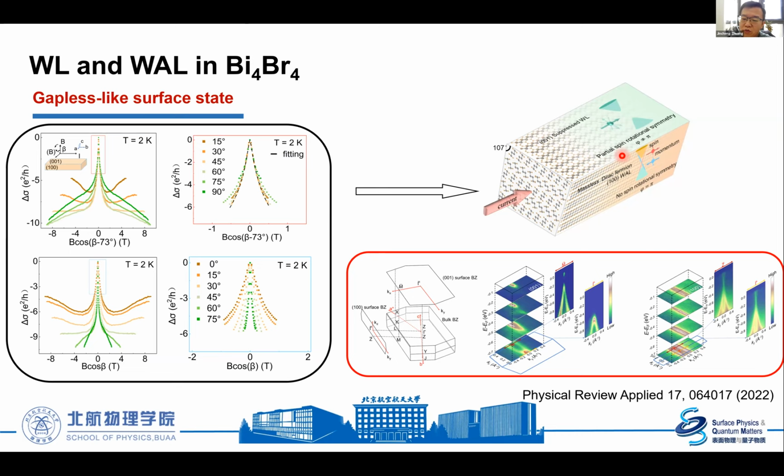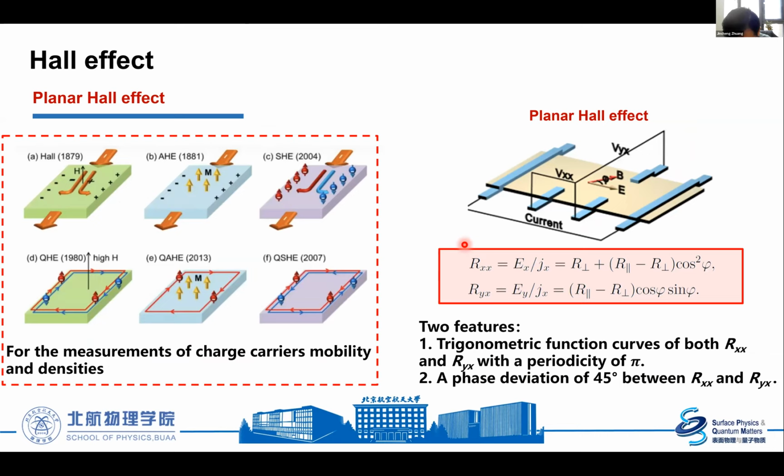Thus, in order to figure out this issue, we use ARPES measurement on the cleaved 1-0 surface. We see there is a linear-like energy-momentum dispersion in this surface, which is common for the observation of weak anti-localization in our experiment. Okay, so we found that the weak anti-localization phenomenon is correlated to the 1-0 surface state. But we do not know whether this weak anti-localization phenomenon is one-dimensional or two-dimensional. And from our magnetoconductivity measurement, we could not figure out this issue.